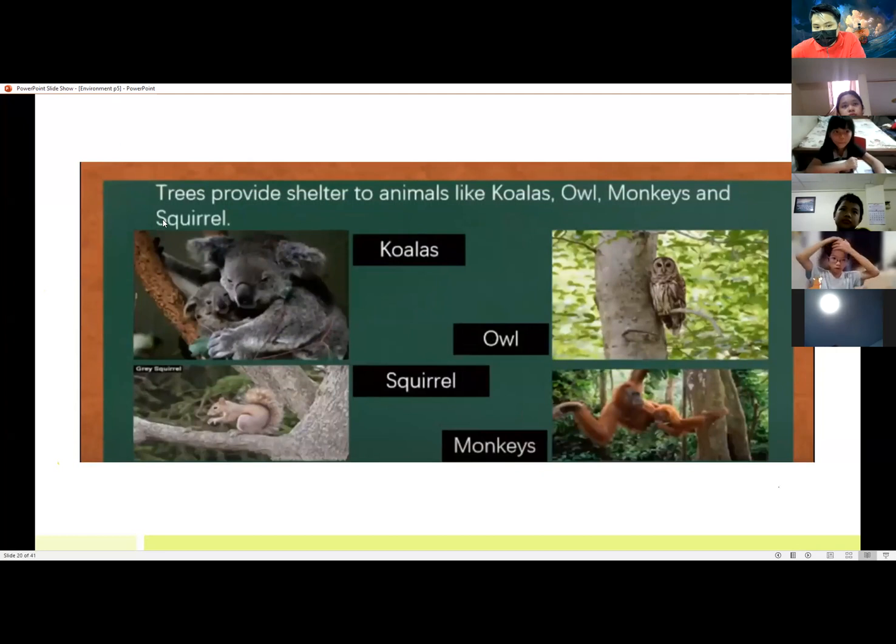Next, trees provide shelter to animals like koalas, owls, monkeys, and squirrels. So they live on top of the tree.